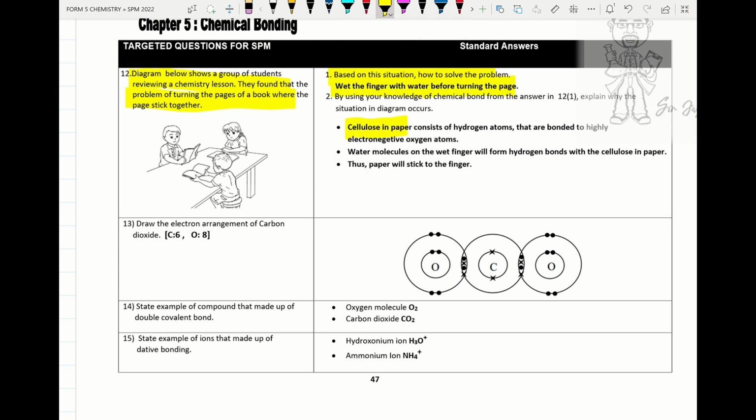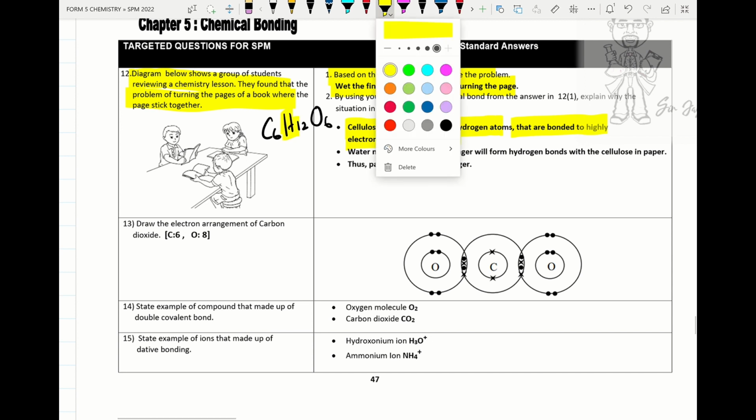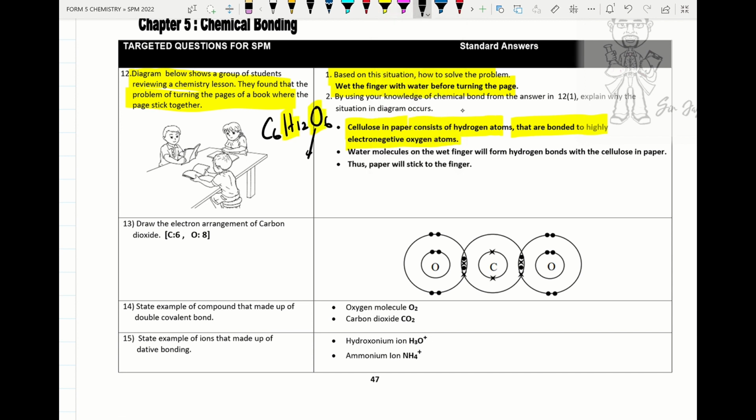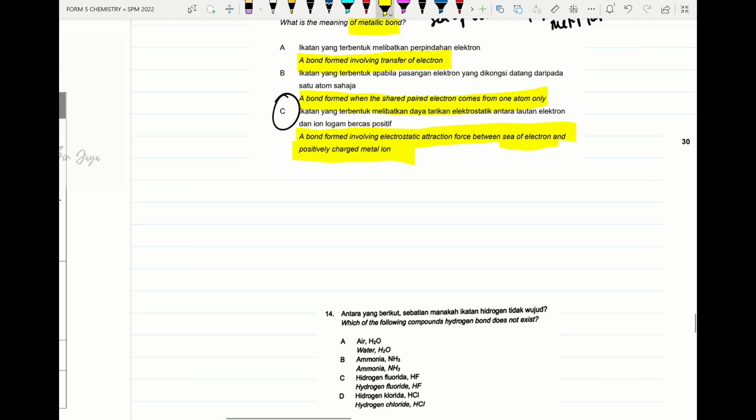All right, so please remember the paper contains cellulose. Cellulose contains hydrogen atoms that are bonded to the highly electronegative oxygen atom. So cellulose is C6H12O6. This hydrogen atom is bonded together with the highly electronegative atom. So next point, the water molecule on the wet finger will form hydrogen bonds with the cellulose in the paper, thus the paper will stick together. All right, so we move on to the next question.